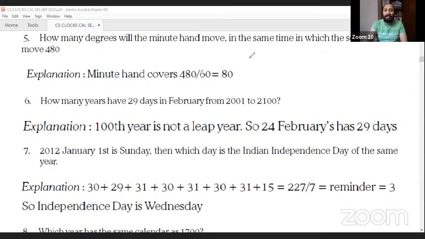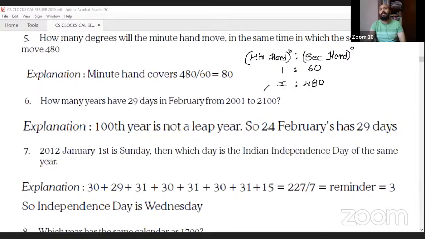The minute hand degree is to the second hand degree. For 1 minute, how many times will the second hand move? 60 times it will move. Are you getting it, people? So the second hand is covering 480. What is this x value?